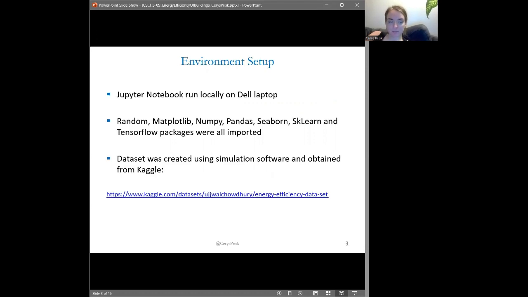buildings. I ran this project locally on my Dell laptop with a 12th generation i7 processor, 16 gigabytes of RAM, and 10 cores using Jupyter Notebook. Multiple packages were imported, including TensorFlow for the modeling, Matplotlib and Seaborn for the visualizations, and NumPy, Pandas, and sklearn for the data manipulation. The data used was created artificially using a simulation program and made available on Kaggle.